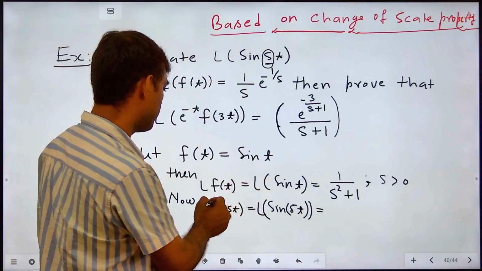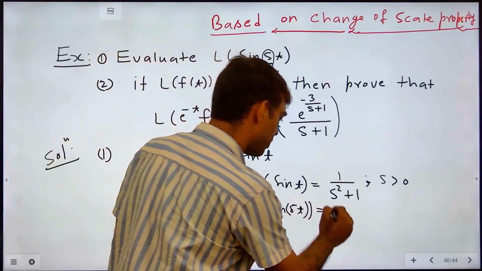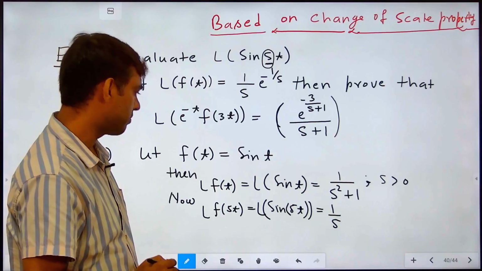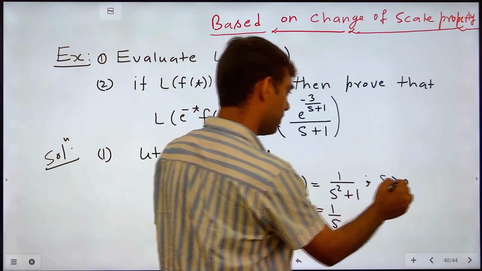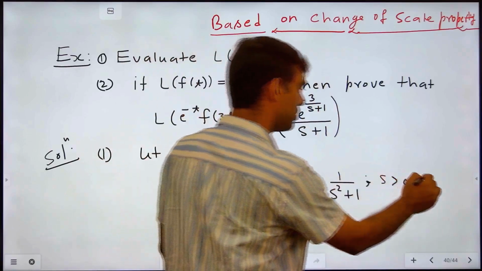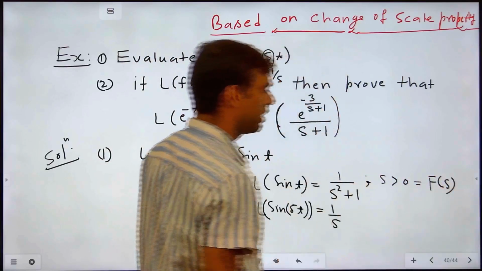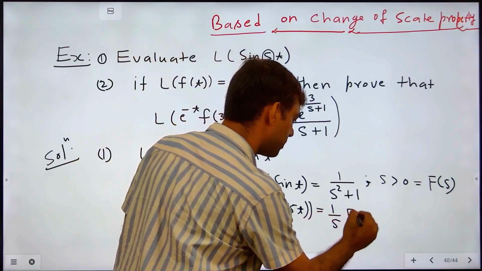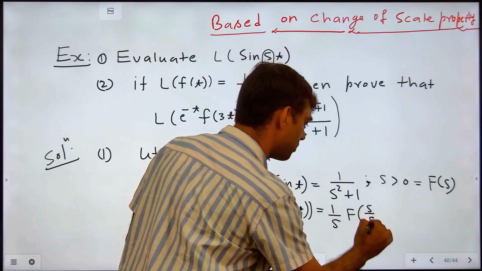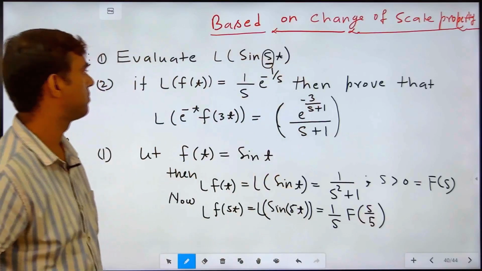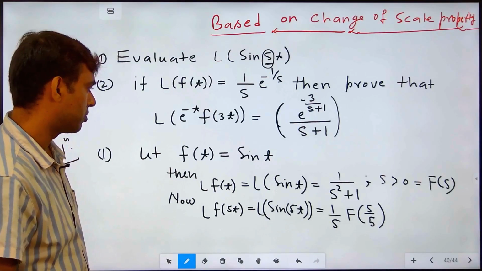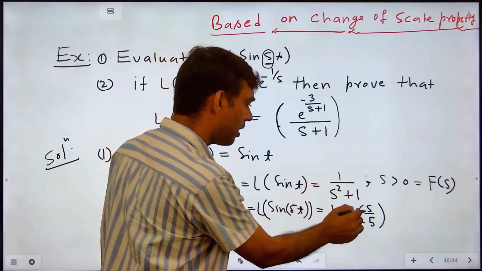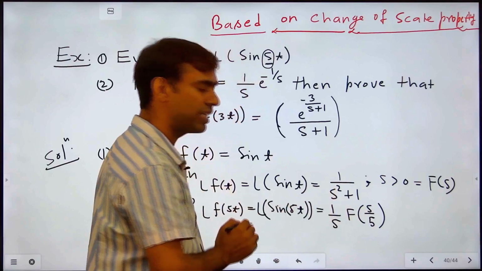By change of scale property, this becomes 1 upon 5, 1 upon a. In place of a, we write 5, and suppose we assume that the Laplace transform of f(t) is capital F(s). So 1 upon a F of s by a, s by 5. So F(s) is 1 upon s square plus 1. So what is 1 upon a F of s by 5? In place of s we write s by 5.